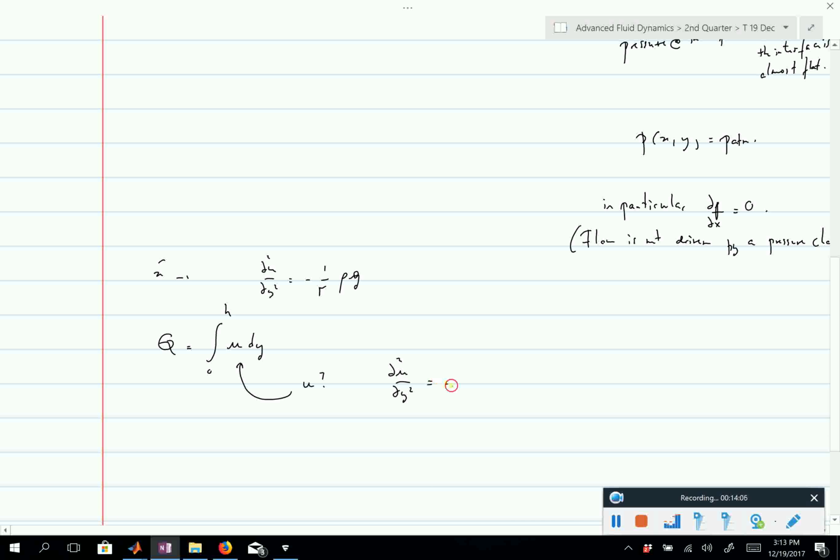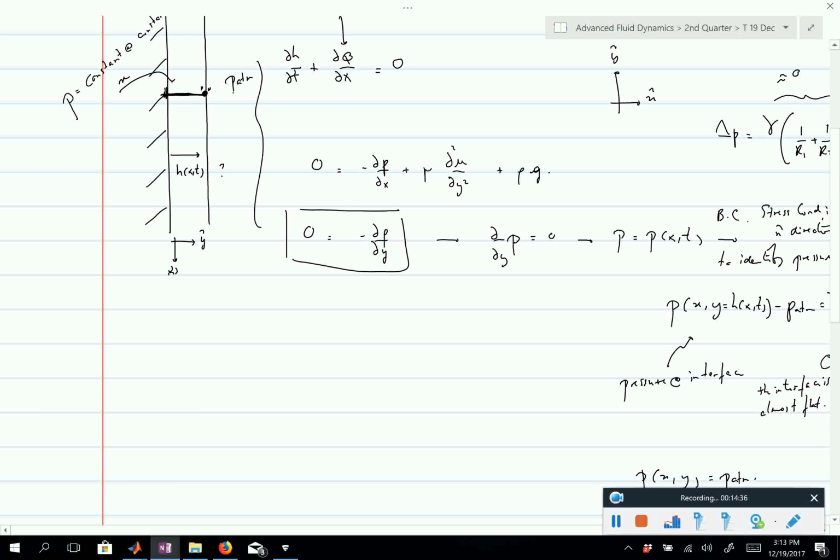Right? You have to integrate how many times? Is this not a trick question? You have to integrate how many times? Twice. So you need two boundary conditions. So the first one is what? The easier one is where? At the wall. And at the wall you have a no slip.